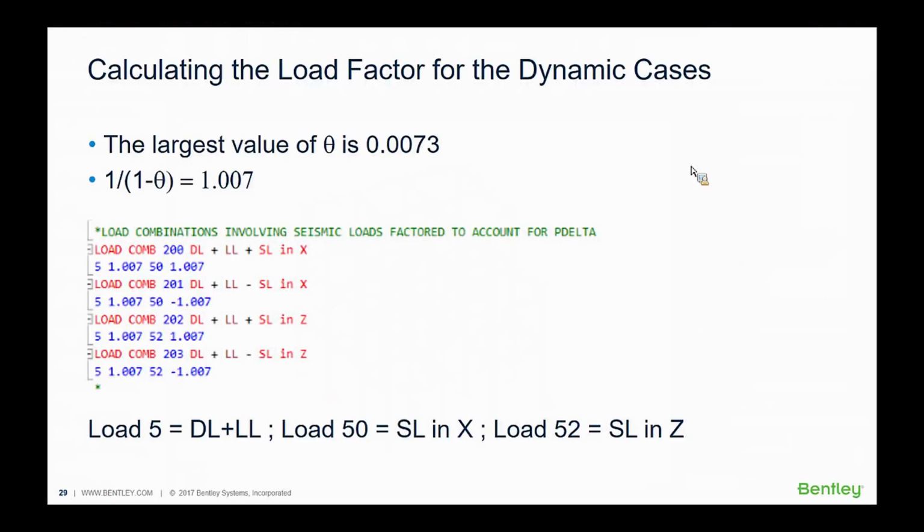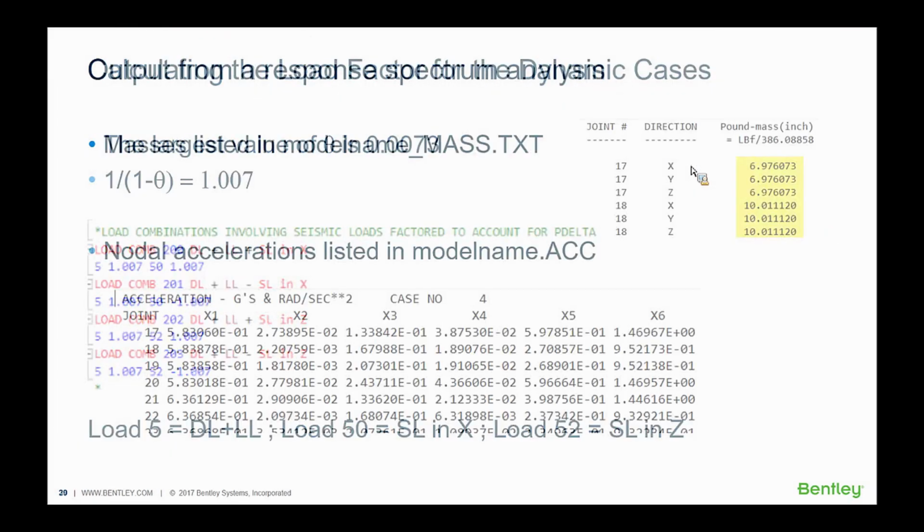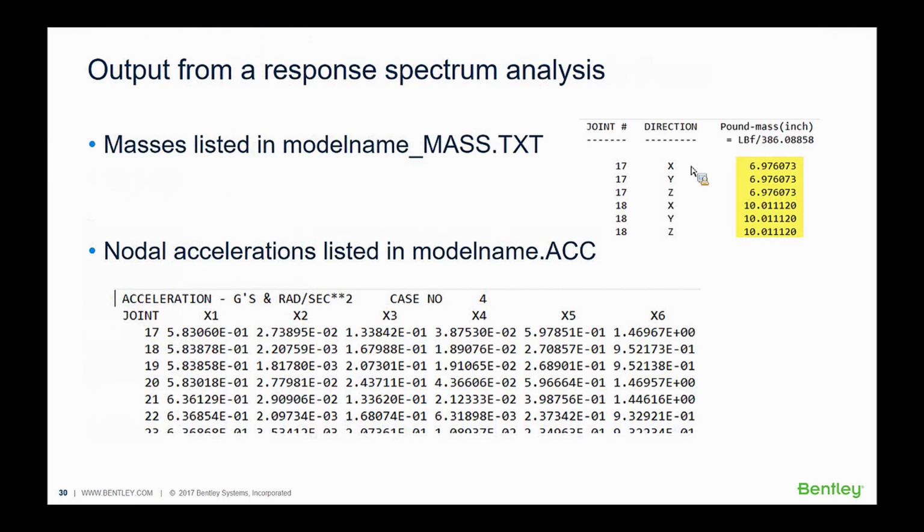So let me go back to the presentation. Talking of some of the outputs that you can get from the response spectrum analysis, the masses are listed in a mass.txt file. This is an ASCII file that is created in the same folder as your STAAD.Pro model. Similarly, you can look at the nodal accelerations in a .acc file. That's also created as part of the folder where your model is.